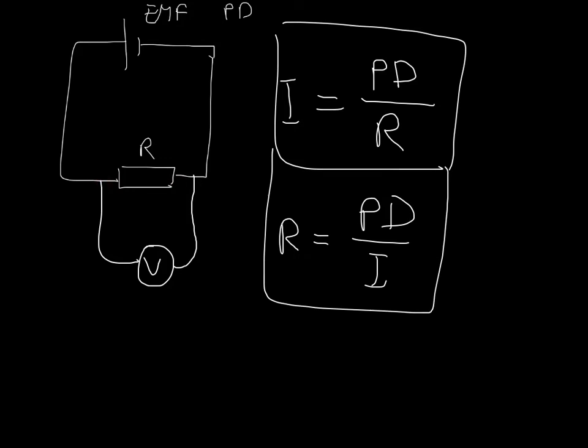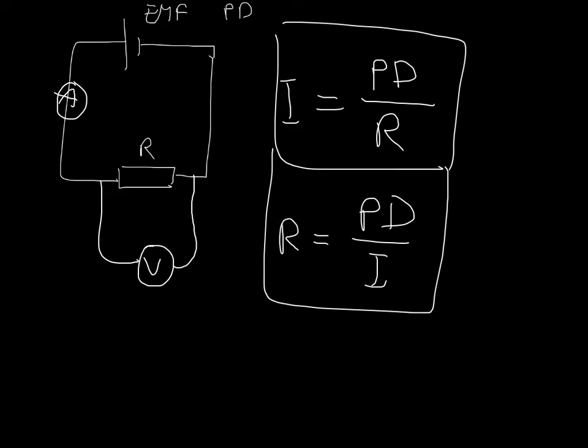And then I connect an ammeter, for example, here, and the ammeter will tell me the current going through here. And if I know the current going through here, then I will know both this and this. And then if I divide them, I will get the resistance.